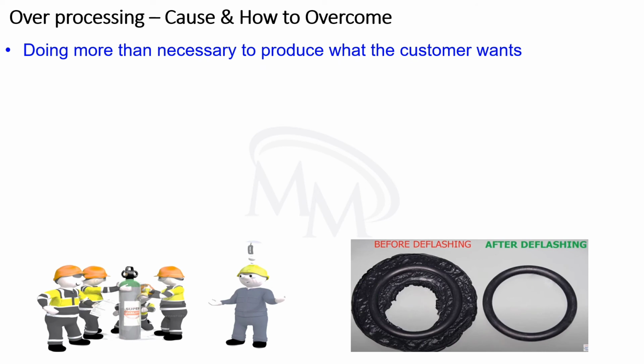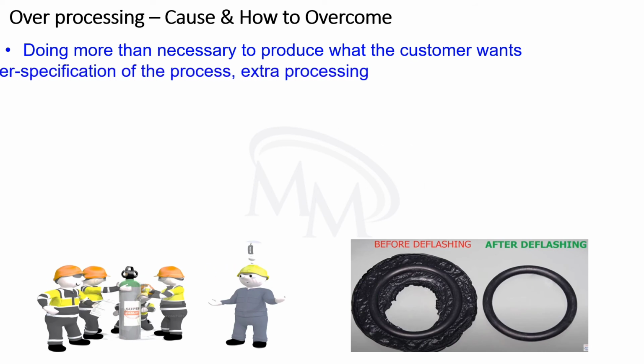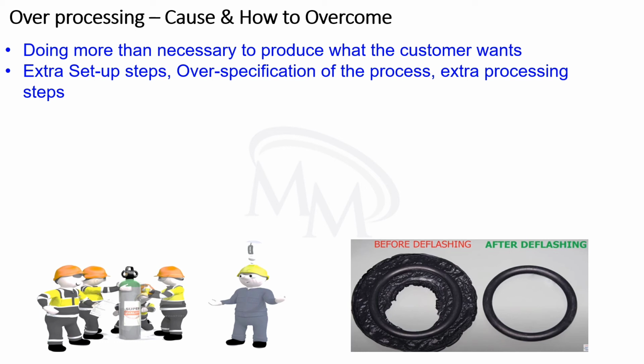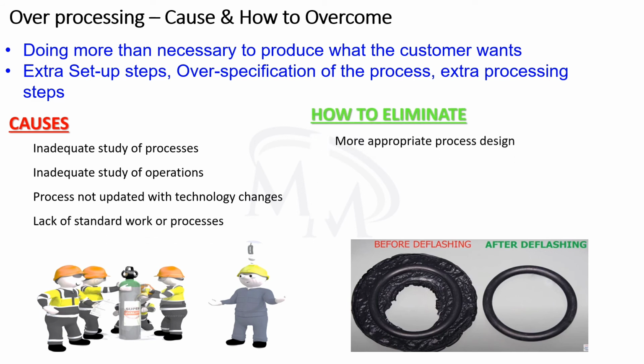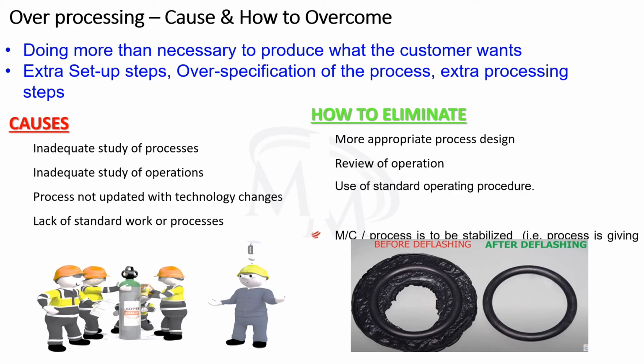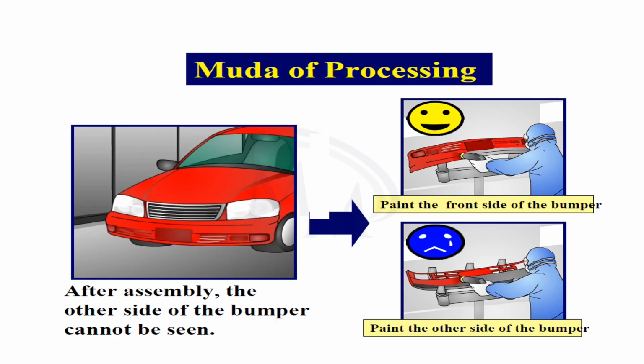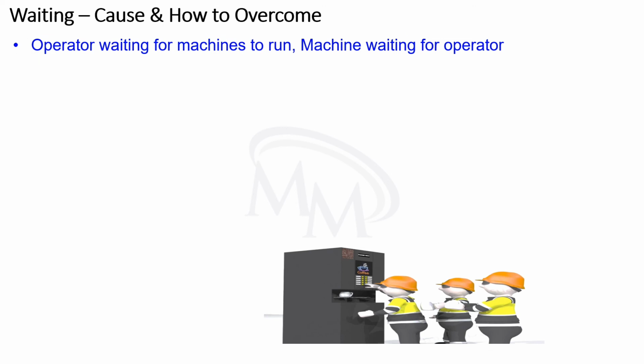Overprocessing is doing more than necessary to produce what the customer wants: extra setup steps, overspecification of the process, extra processing steps. It is caused due to inadequate study of processes and operations, process not updated with technology changes, lack of standard work or processes. It can be eliminated by more appropriate process design, review of operation, use of standard operating procedure, and stabilizing the machine or process. Here you can find an example of eliminating MUDA of processing which does not add any value to customer.